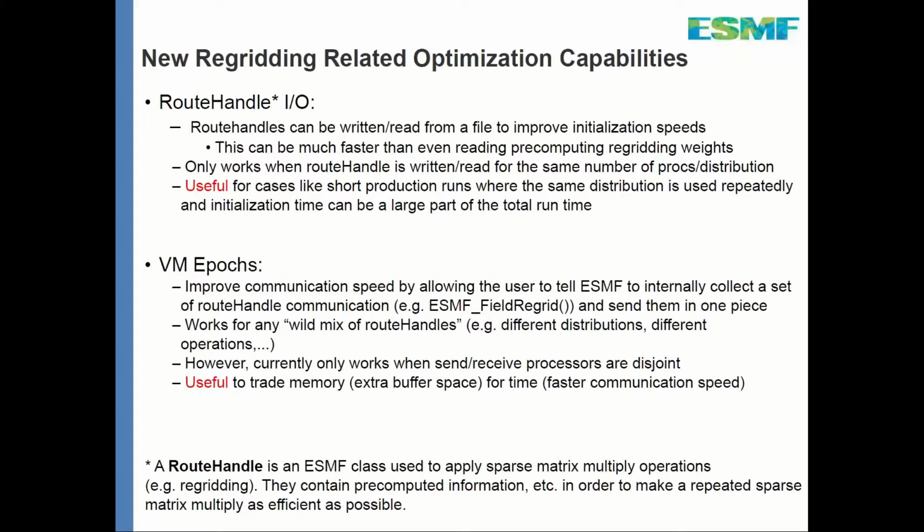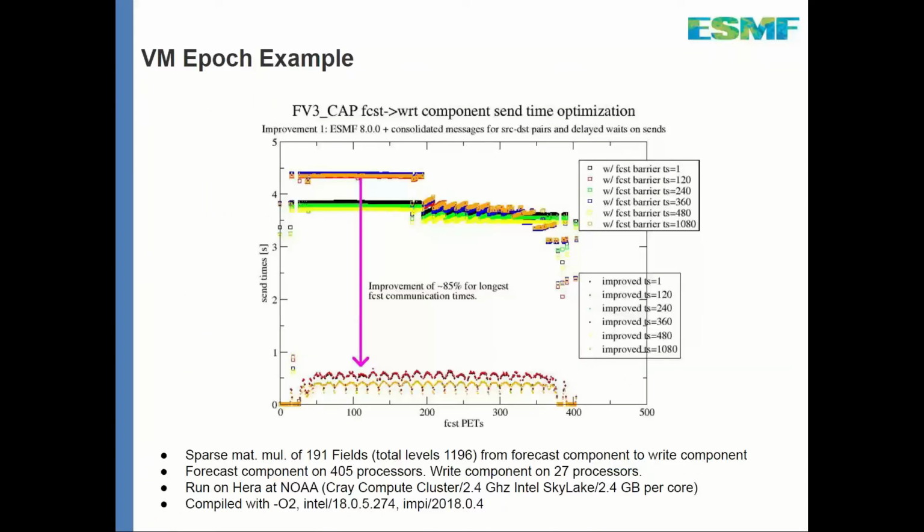The next thing I want to talk about is VM epochs. This is an optimization capability where you can use two VM epoch calls to bracket a set of sparse matrix multiply calls like regrids or redists. It can be any mix of those. What it does is tell ESMF to take all the communication in there, accumulate it, and then send it in one chunk. This lets you trade off more memory for a faster time in cases where that's appropriate. Now I'm going to show you a little graph about that.